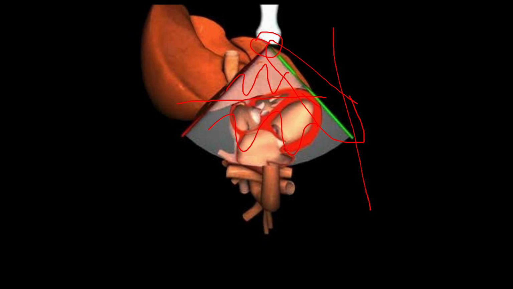And then in the posterior field, we're going to find the heart with the closest chamber to the liver being the right ventricle. And then posterior to that, we'll find the left side of the heart. So left atrium, left ventricle.